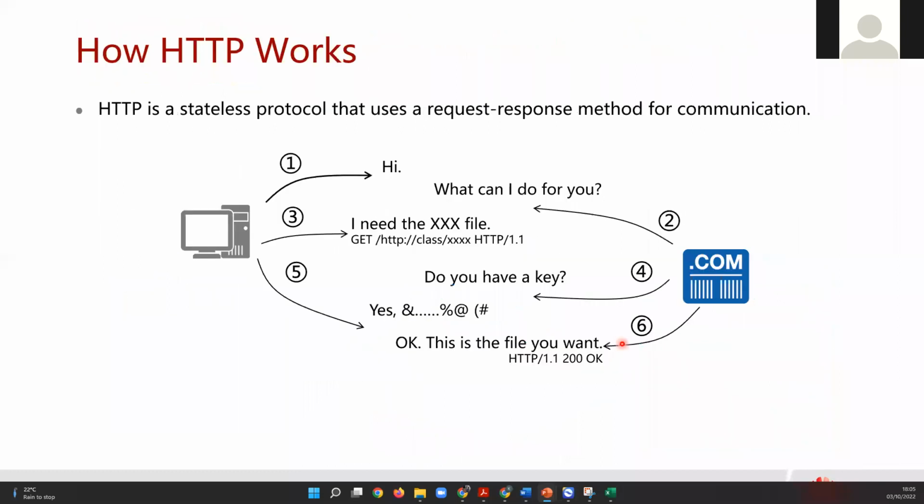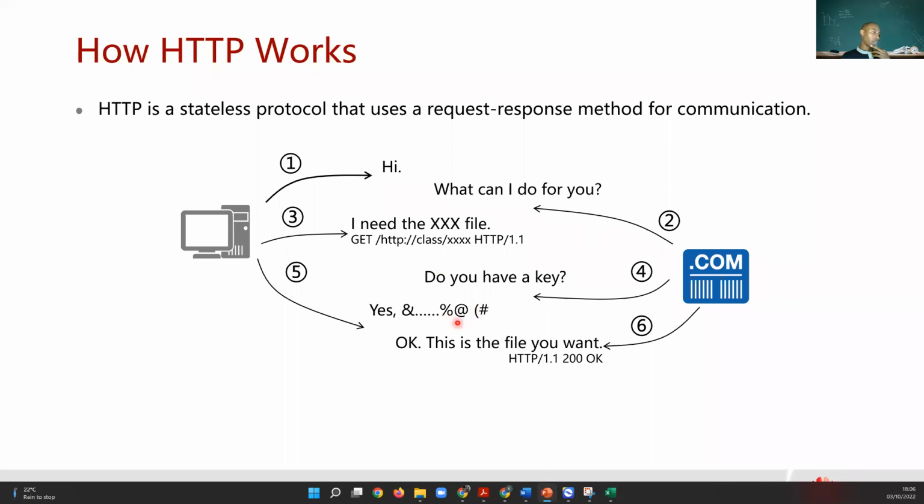Yeah, it's okay, Dennis. HTTP is a stateless protocol that uses a request-response method for communication. There's a graphic showing it. At first you say hi, and it says, what can I do for you? I need a certain file called this. Can you get it? Do you have the key?